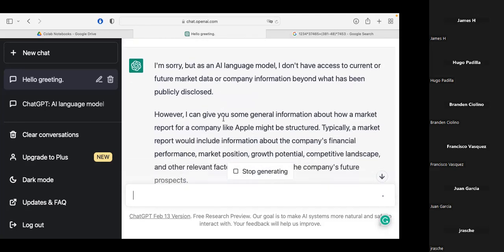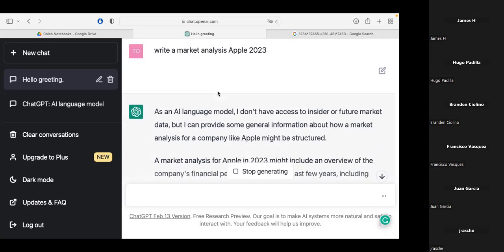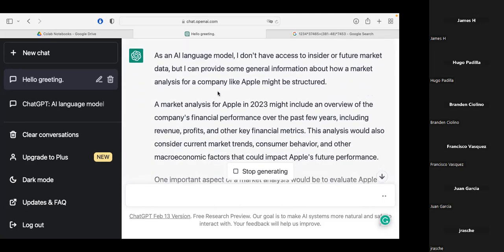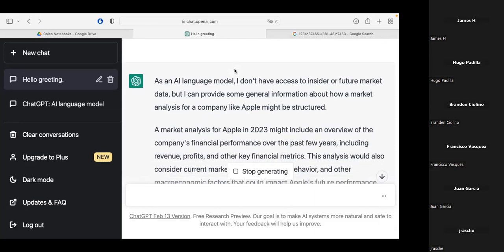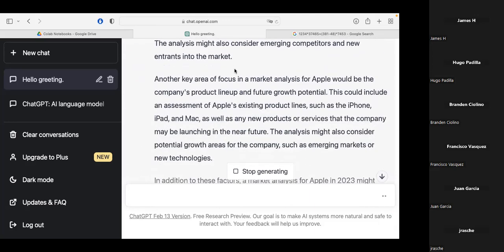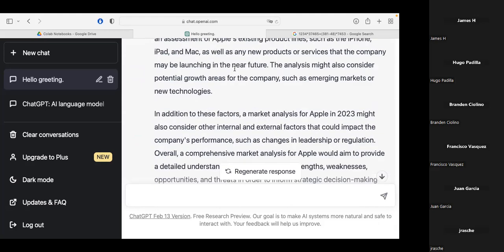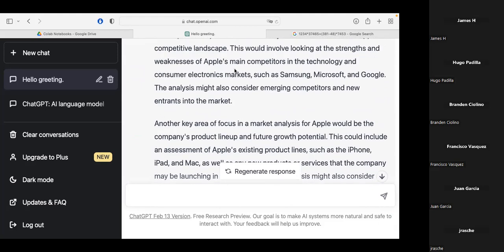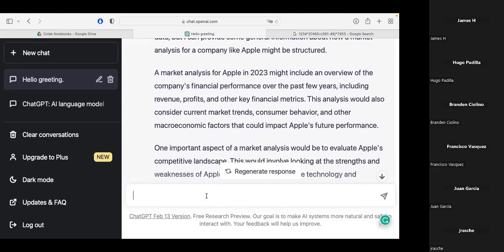How about now? Write a market analysis. 2022, maybe that's pretty clear. Well, okay, so it's a good suggestion, but let's see. So now I'm asking it to write a market analysis instead of the report. And well, let's see. Okay, well, so this time ChatGPT does something smarter, but okay, so let's try another one.